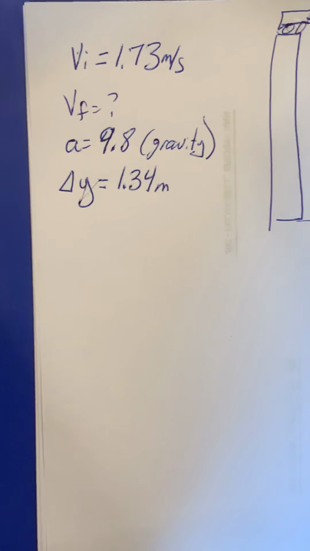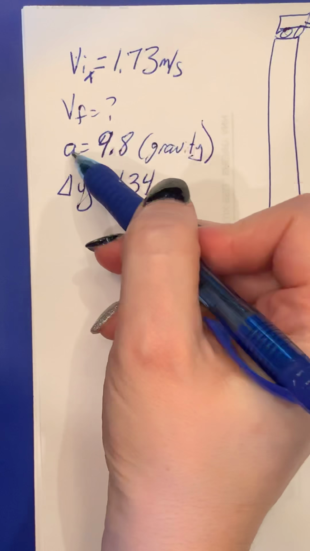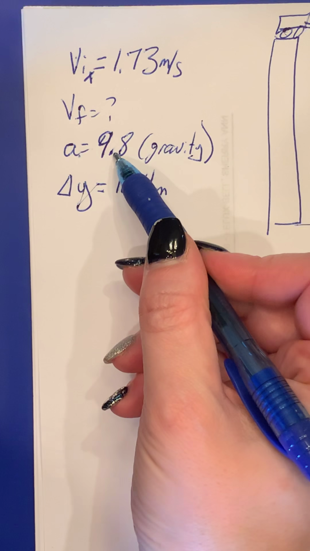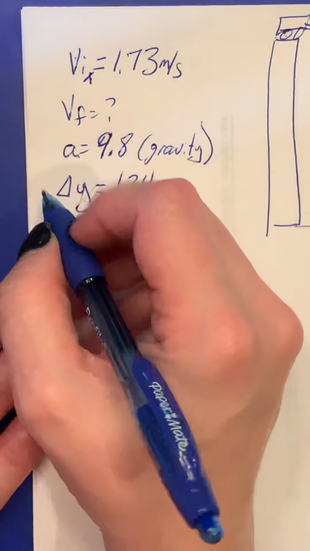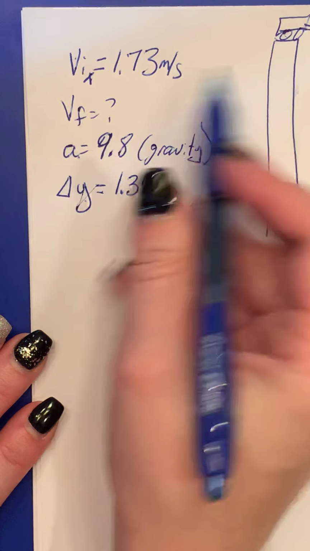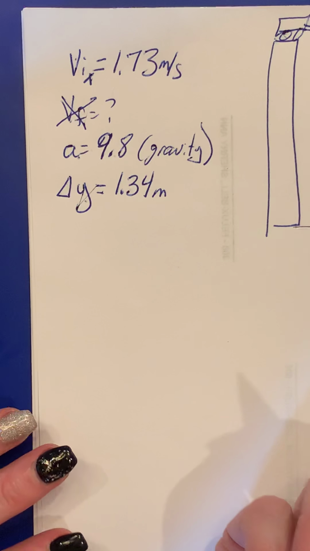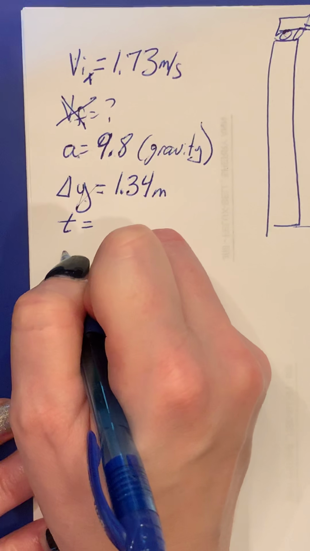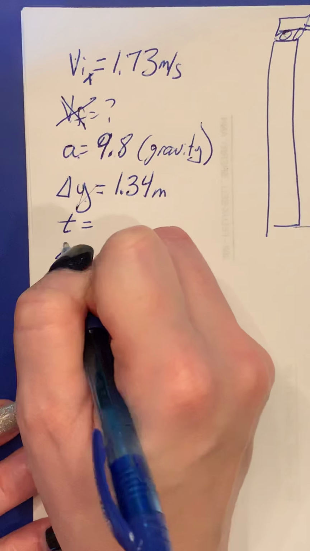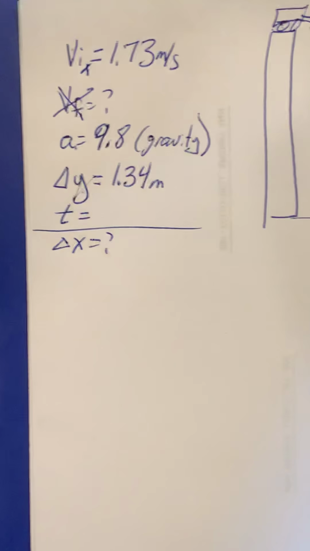So when you come to the drawing or the illustration of what it's looking for, first of all, we relabel what we have. I have the initial velocity on the x-axis. I know gravity is 9.8. I know that the delta y is 1.34, and that's pretty much all we have. We're looking for two things. In this case, we don't need to know how fast it's going to be going at the end. It doesn't ask us for that, but it does ask us for the time, and it does ask us for the distance. So, of course, we always solve for time first, and then we solve for the location where it lands.